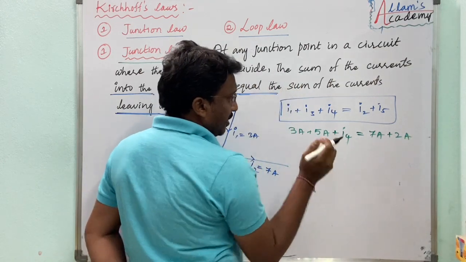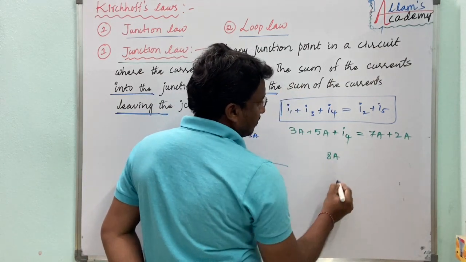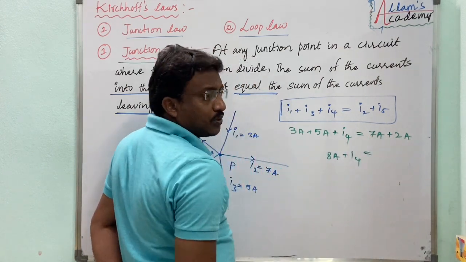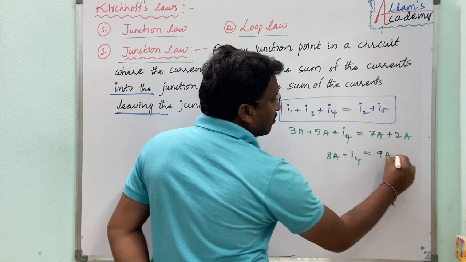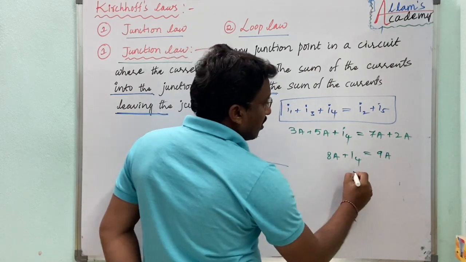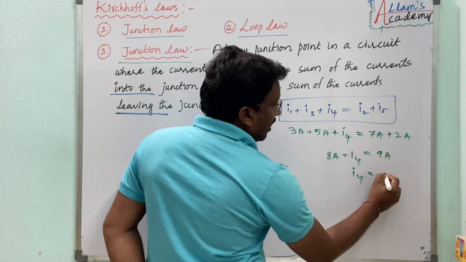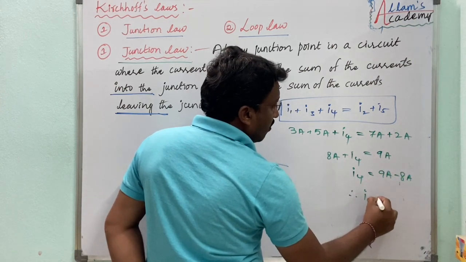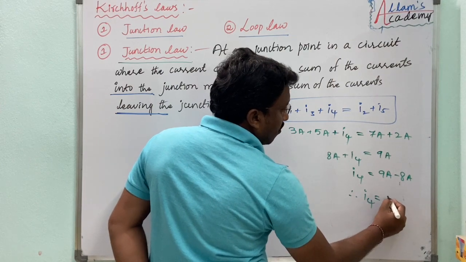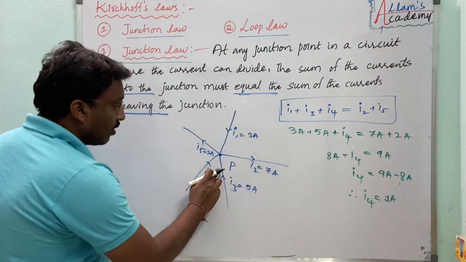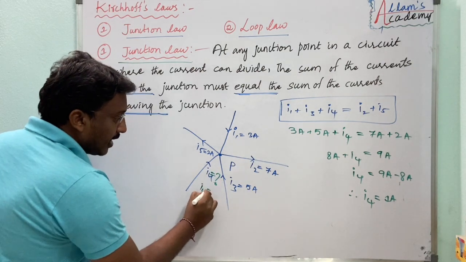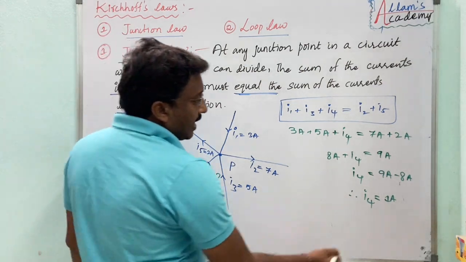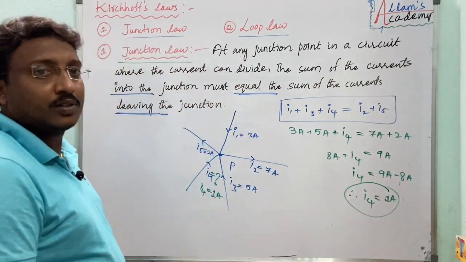See here, 3 plus 5, 8 amps, plus I4, is equal to 7 plus 2, 9 amps. I want I4, so I4 equal to 9 amps minus 8 amps. Therefore I4 equal to 1 amp. Finally, 1 amp. Sir, is our answer correct?